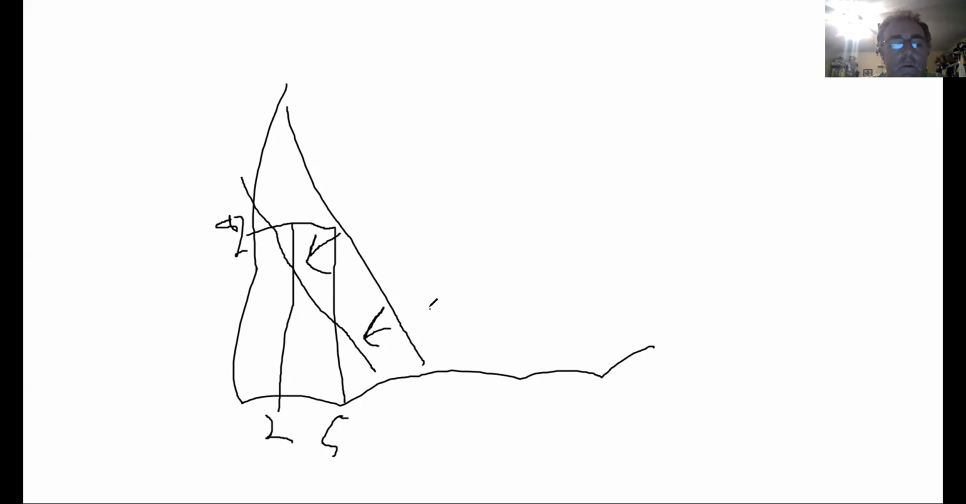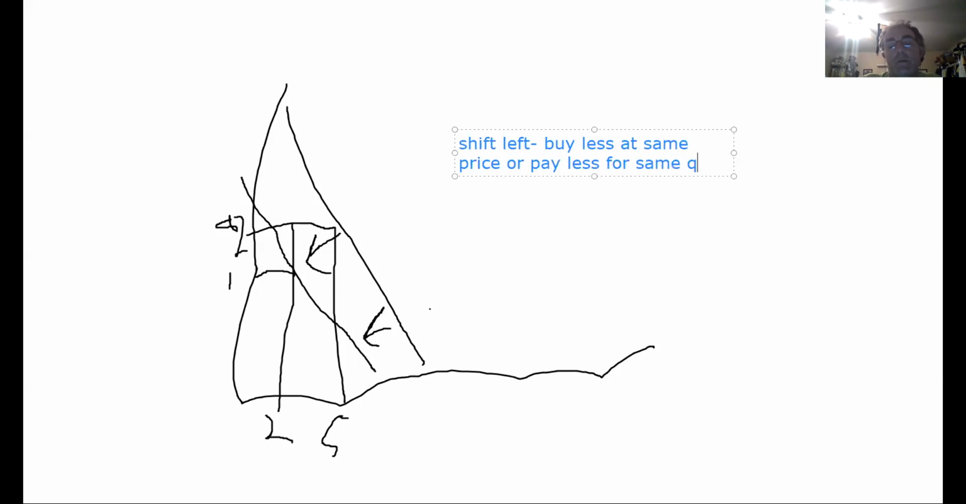Okay, so what's going to happen is we're going to have less of the good possibly being bought at a lower price, or at the same price we're buying less of it. So let me write that down. Shift left: buy less at the same price, or pay less for the same quantity. All right, so good luck with that.